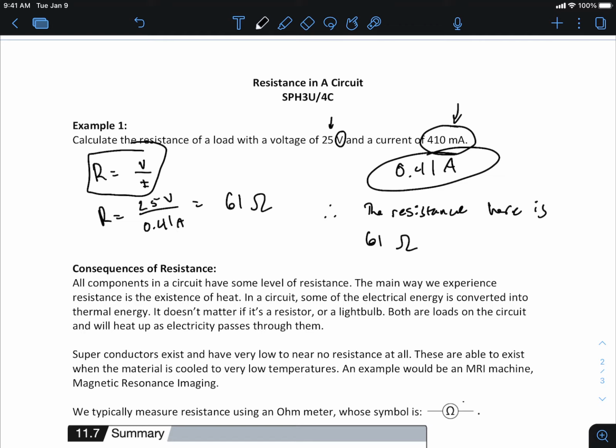experience working with them. Okay, so we have some consequences of resistance, right? All components in a circuit have some level of resistance. The main way we experience resistance is the existence of heat. In a circuit, some electrical energy is converted into thermal energy, and you guys will know this if you haven't.